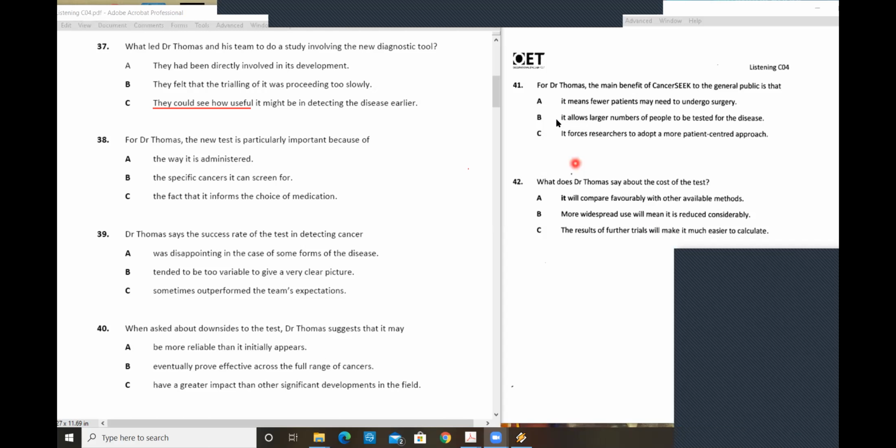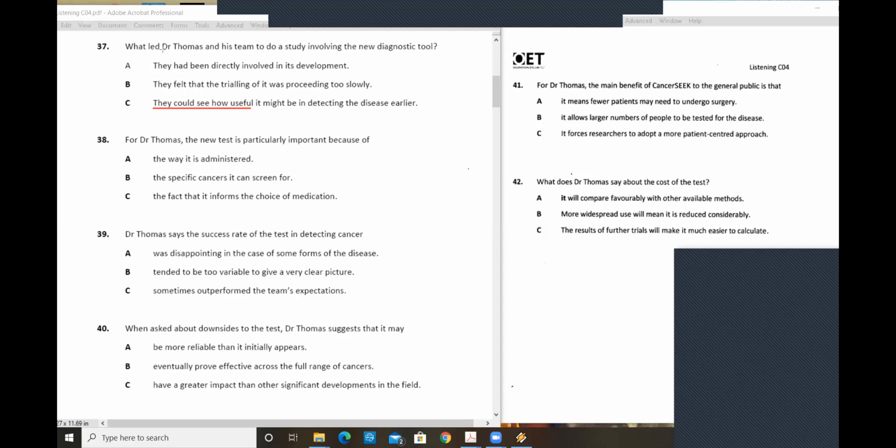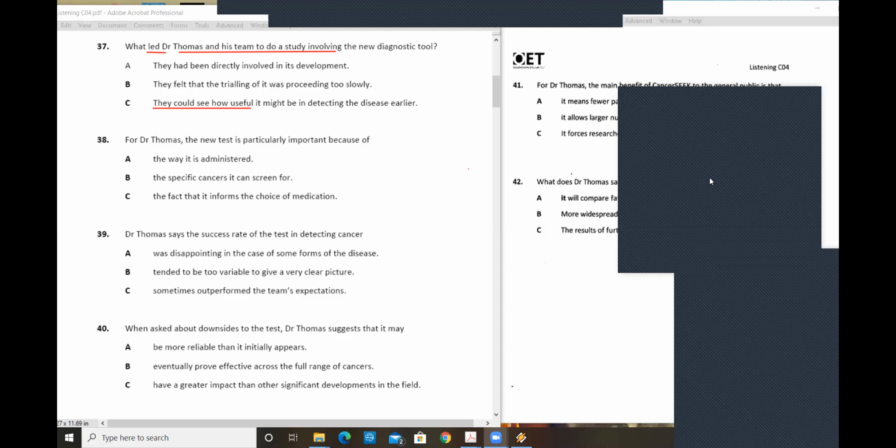So let us start with the first question, which is a straightforward question where it says why Thomas and his team decided to do this study. So can I start with Pankti? Pankti, are you there in the class today? I can't see her name though. Yes, ma'am. You're there? Okay.